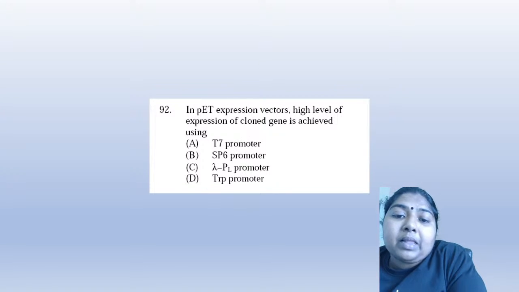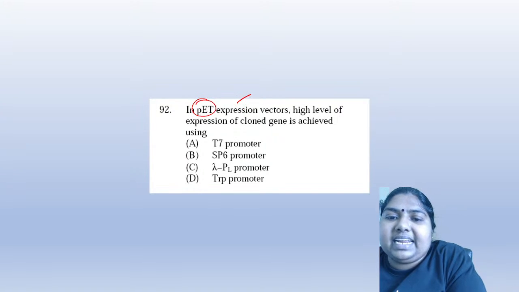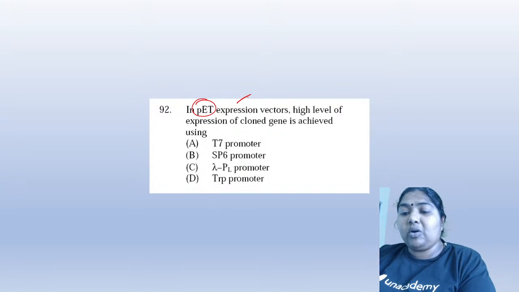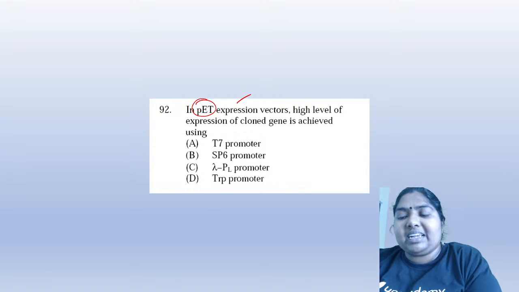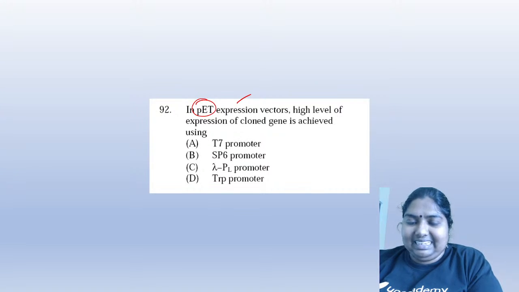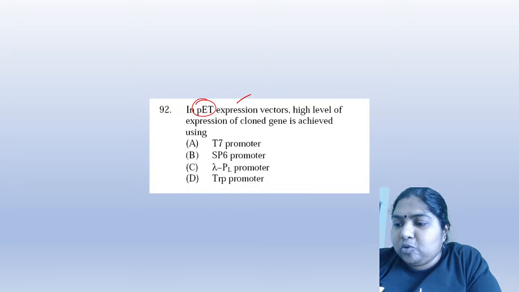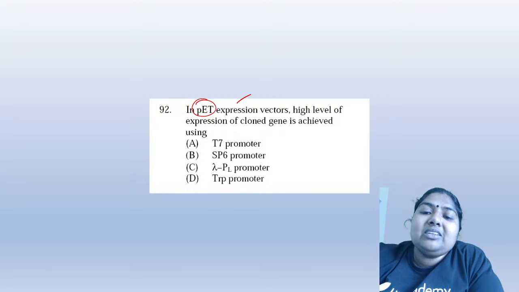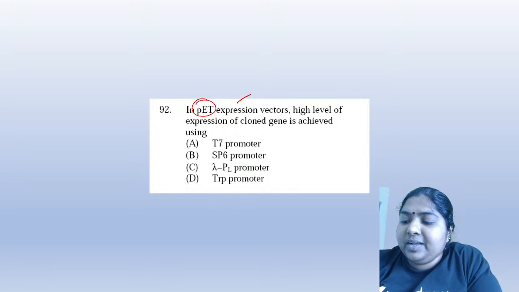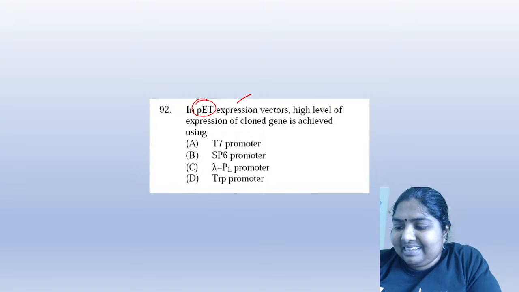Keep it up. Good. So, in pET vector, pET is a good expression vector actually. So it is going to have a high level of expression of the cloned gene. So which of the following promoters will you be using? So you are going to use which of the following promoters?